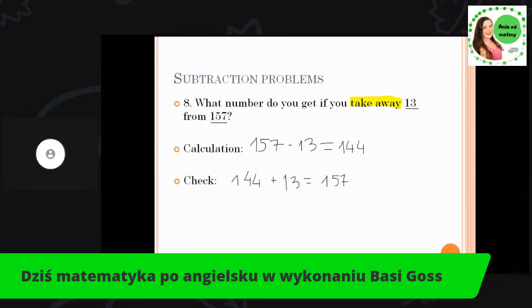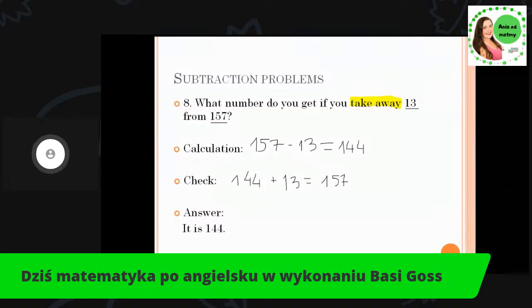And now we're waiting for the sentence. It can be something very simple because this was just about numbers. So what number do you get when you take away 13 from 157? In the sentence, you can just write it is 144.